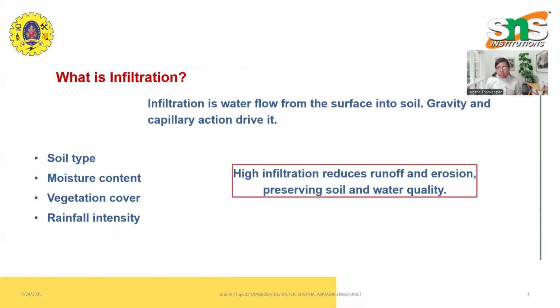Infiltration is water flow from the surface into the soil. How does this happen? It is guided by two actions. One is the gravitational force, another one is the capillary force. This infiltration process is influenced by different factors like soil type, moisture content, vegetation cover, as well as rainfall intensity.